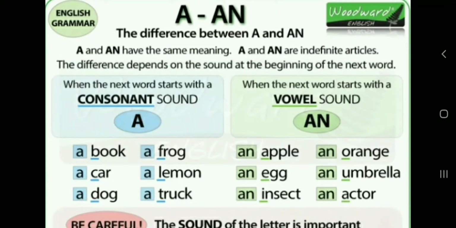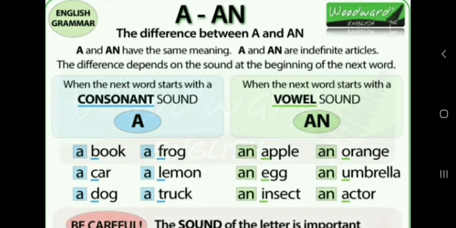The next topic in a grammar book is article. There are three articles: a, an, and the. In your syllabus, a and an are there, so let us learn what are called a and an. Since a and an do not point out any definite person or thing, they are called indefinite articles.